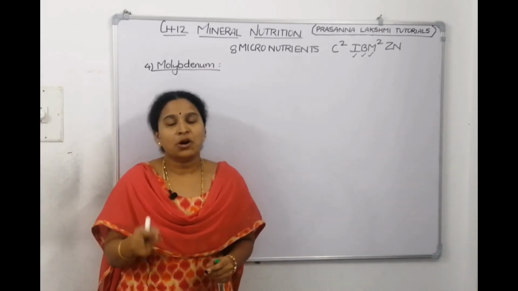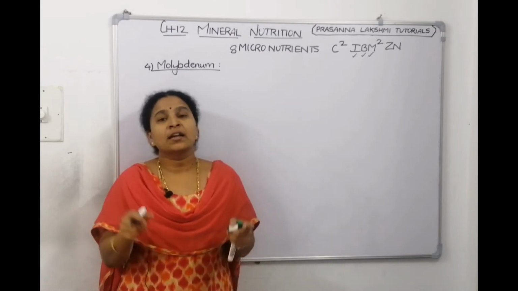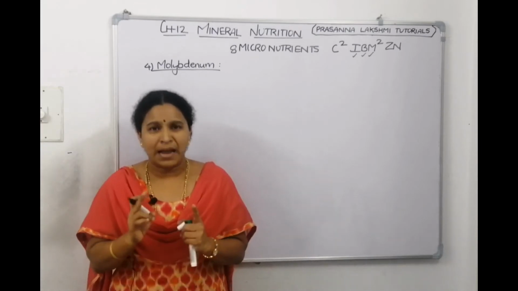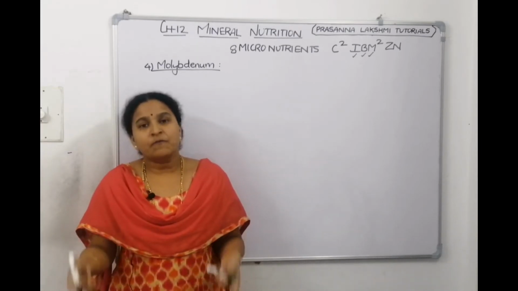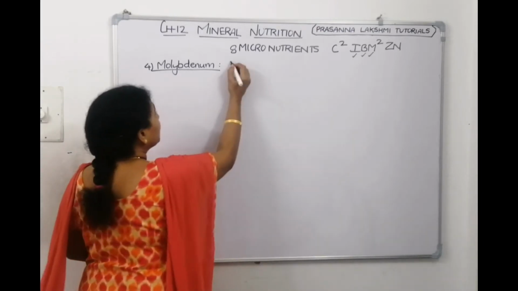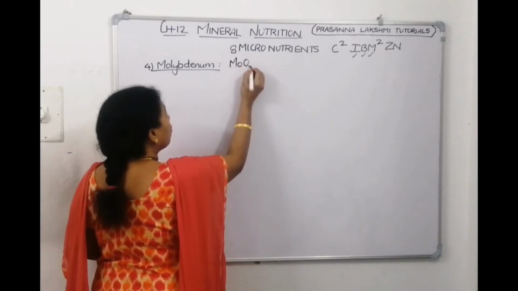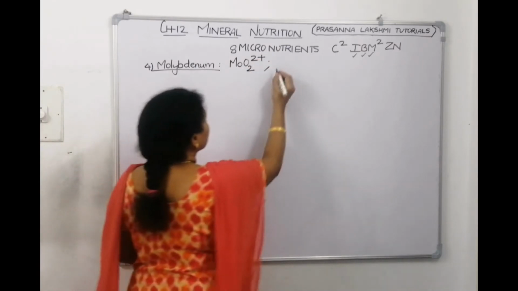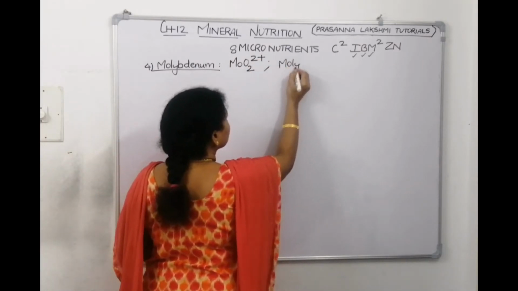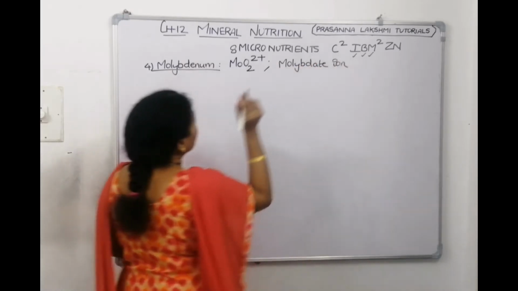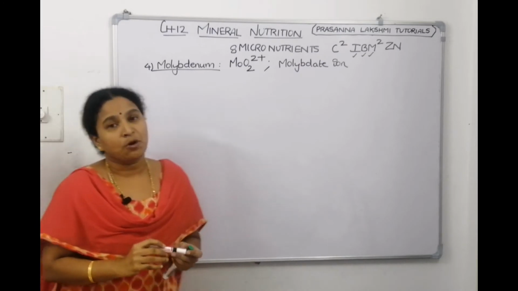Plant absorbs molybdenum from the soil in ionic form, in molybdate ion form. Plant absorbs molybdenum from the soil in which form? In molybdate ion form. Molybdate ion means MoO4 2-. In this form plant absorbs it. What is that called? Molybdate ion form. In this form plant absorbs molybdenum.